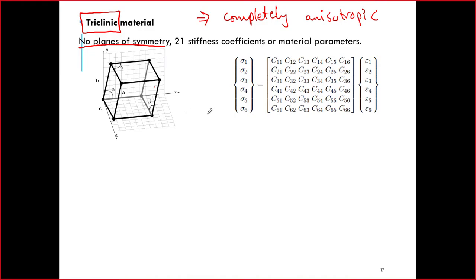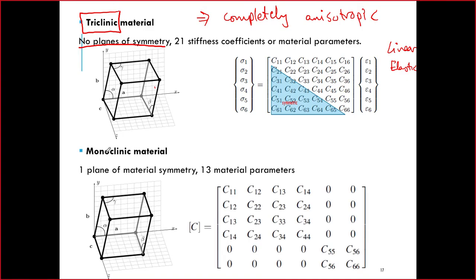Okay, so this one of course then has the same old 21 stiffness coefficients as we have discussed, because it is still linear elastic. So this is the most general linear elastic material that we are talking about right now. Now let's start to consider materials which have some symmetry. So the first one that I'm going to look at is known as the monoclinic material. And in this material there is one plane of symmetry.